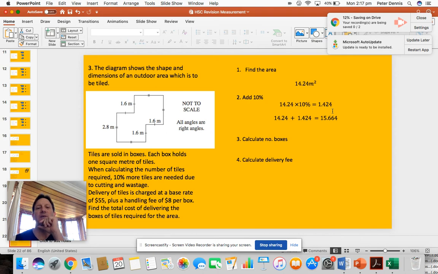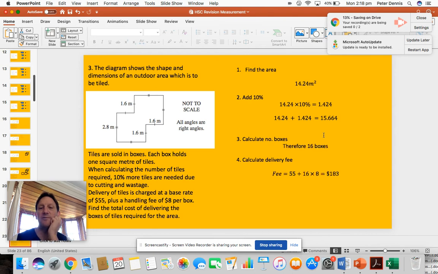Okay, I found 10%. So if we need this amount of meters squared and every box holds how much? 1 square meter, which is very nice, we're going to need 16 boxes. Now, be careful here. Even if this was 15.1, we would need 16 boxes. It's not quite a round in. Because if we needed 15.1 square meters, we would need to buy that whole next box.